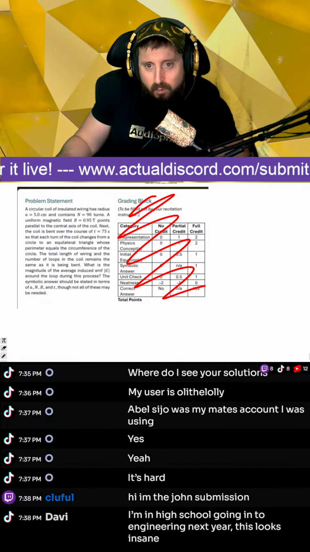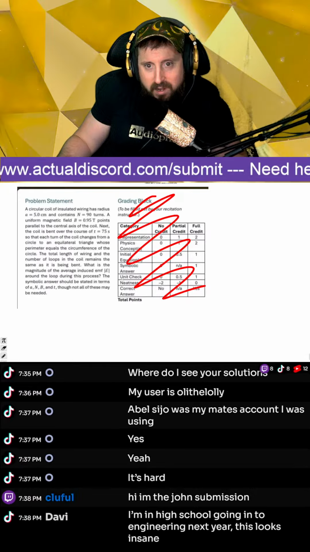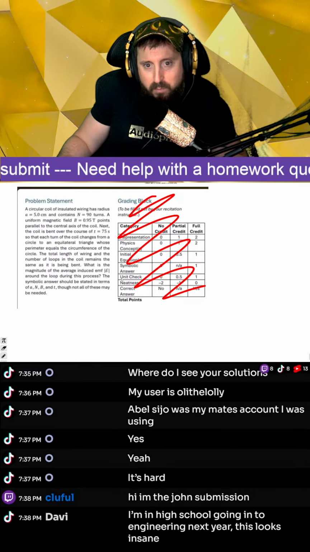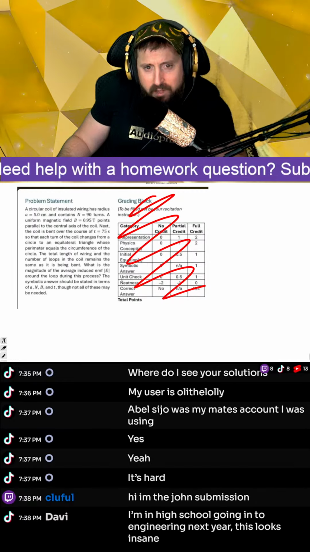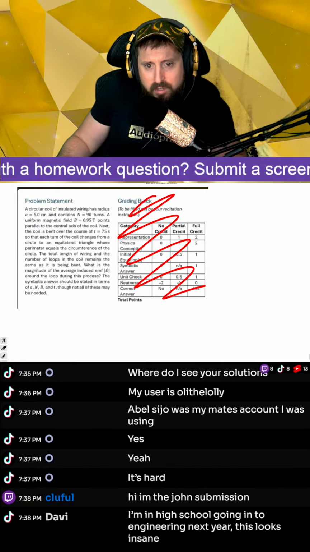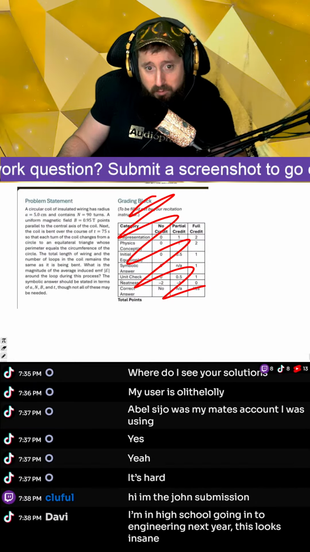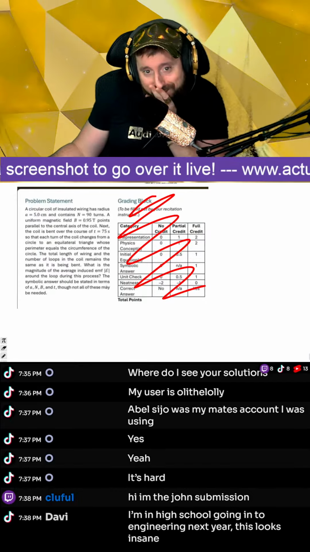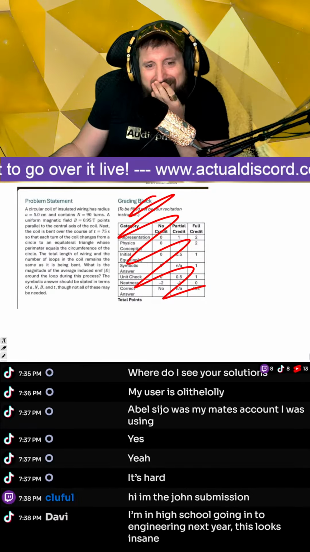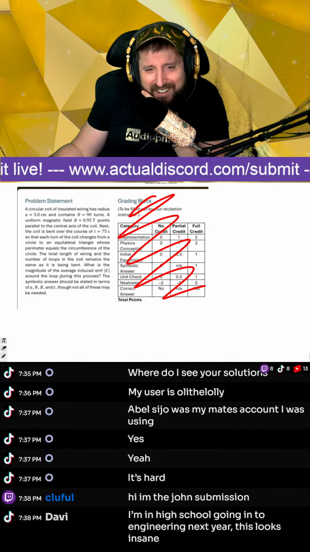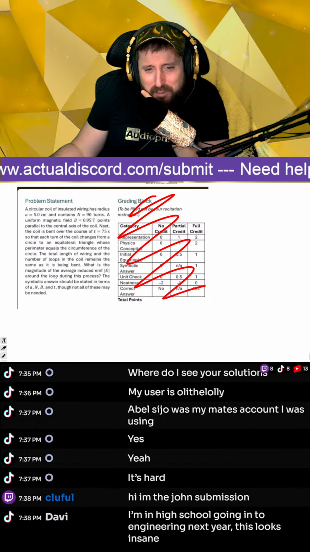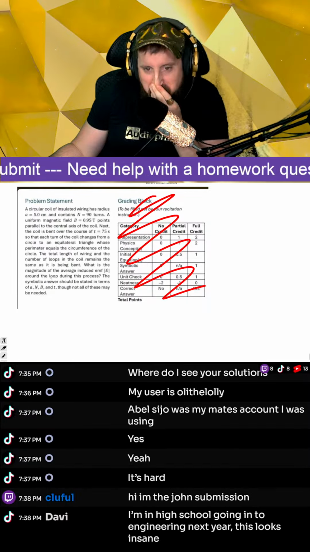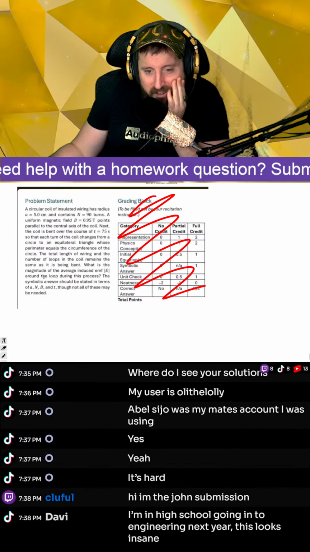A circular coil of insulating wire has a radius of 5 cm and contains N equals 90 turns. A uniform magnetic field points parallel to the central axis. Next, the coil is bent over the course of 75 seconds so that each turn of the coil changes from a circle to an equilateral triangle whose perimeter equals the total circumference, the total length of the wiring, and the number of loops remains the same as it's being bent. What is the induced EMF?